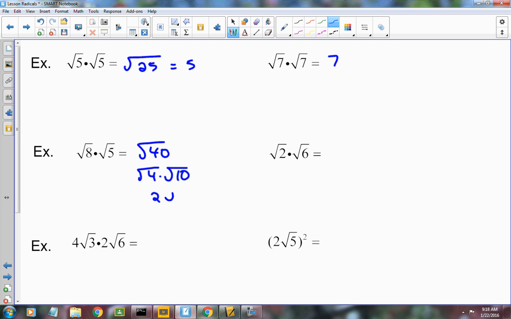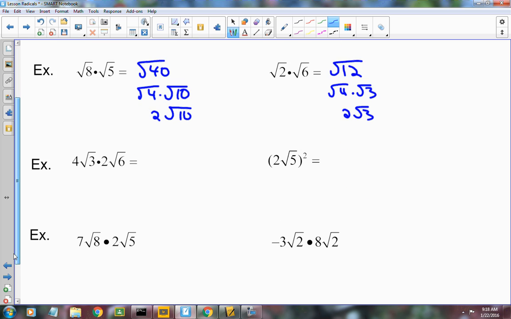2 radical 10, because the square root of 4 is 2, and radical 10 doesn't have any perfect square factors, so it stays. Radical 2 times radical 6, what's that? Radical 12, and what can I do with radical 12? I take the square root of 4 times the square root of 3. The square root of 4 is 2, and I can't do anything with the square root of 3.